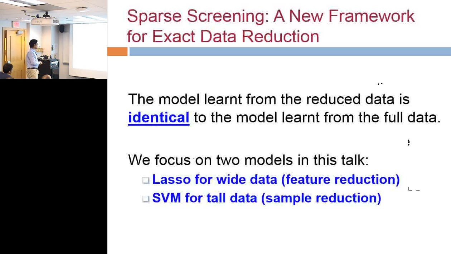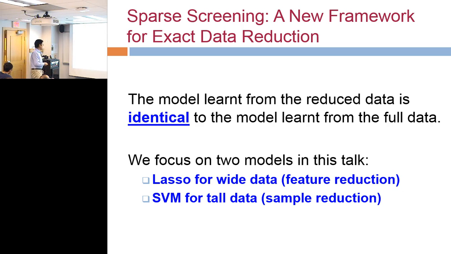So for the past 3.5 years, we have devoted a lot of research effort to a topic named Sparse screening. This is actually a new framework for exact data reduction. I have to emphasize that this method is exact. So what does it mean? Exact means the model learned from the reduced data is guaranteed to be identical to the model learned from the full dataset. This is probably one of the most appealing features of our method.